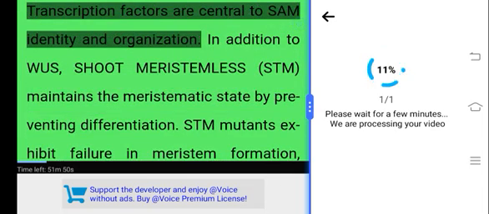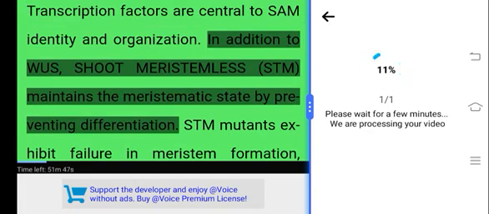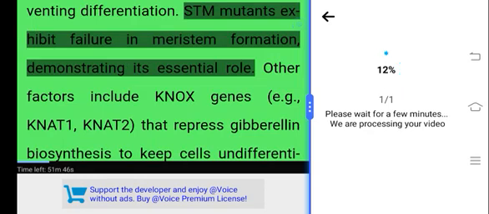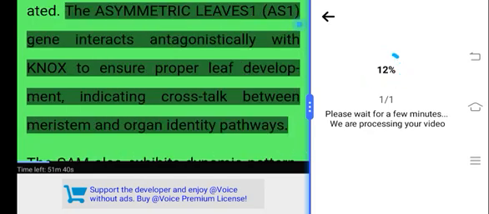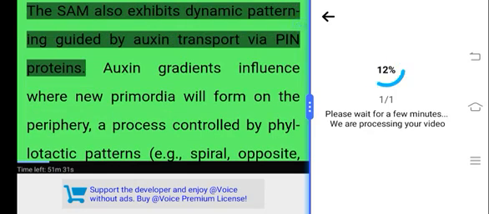Transcription factors are central to SAM identity and organization. In addition to WUS, SHOOT MERISTEMLESS, STM, maintains the meristematic state by preventing differentiation. STM mutants exhibit failure in meristem formation, demonstrating its essential role. Other factors include KNOX genes, e.g., KNAT1, KNAT2, that repress gibberellin biosynthesis to keep cells undifferentiated. The ASYMMETRIC LEAVES1, AS1 gene interacts antagonistically with KNOX to ensure proper leaf development, indicating crosstalk between meristem and organ identity pathways. The SAM also exhibits dynamic patterning guided by auxin transport via PIN proteins.